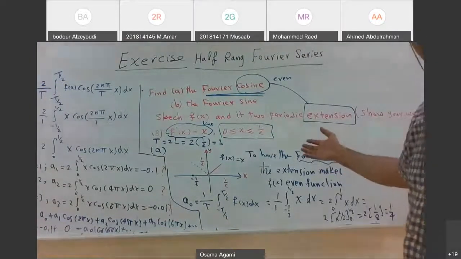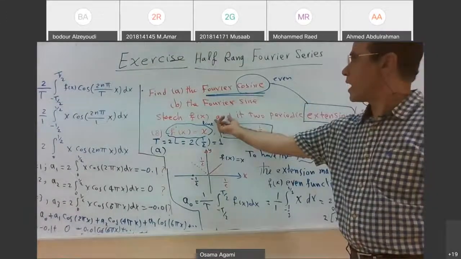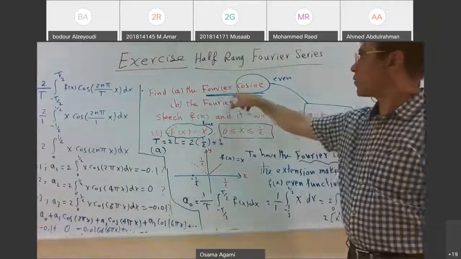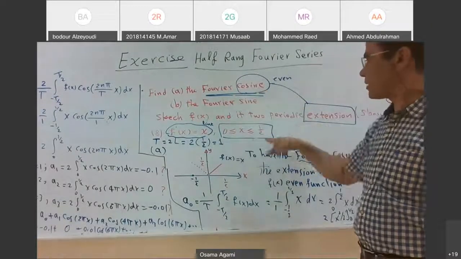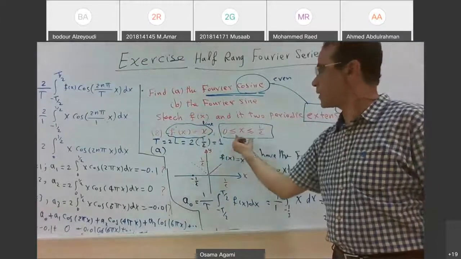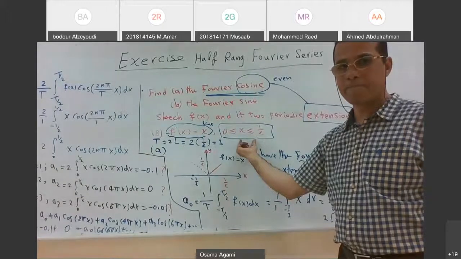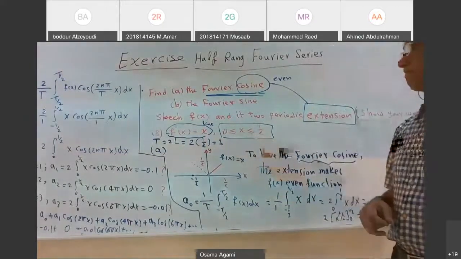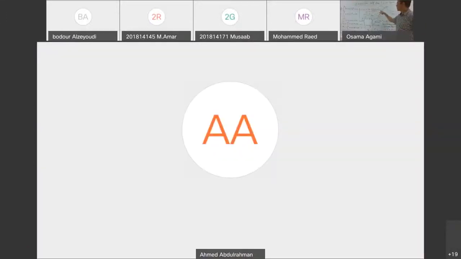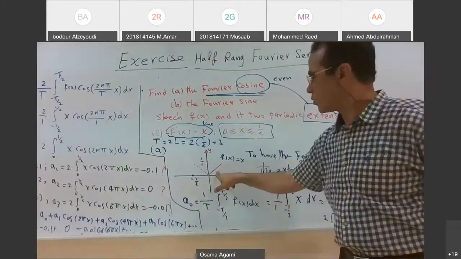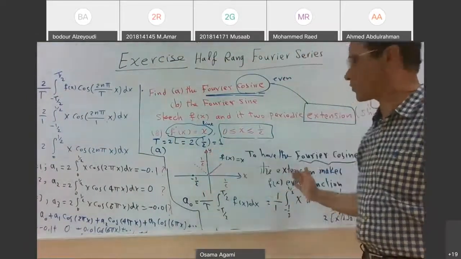Again, for all of you, when you are given a function and you'll be asked to find the Fourier cosine, you extend it. This will be half period, right? This will not be your period. So if you would like to have Fourier cosine, you complete the figure of your function to be symmetric with respect to y, which is an even function, right?